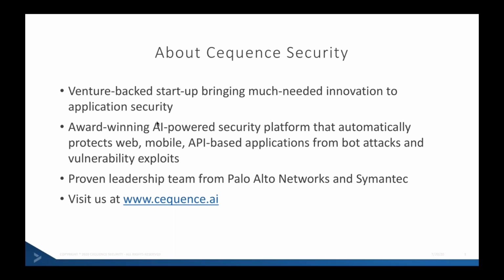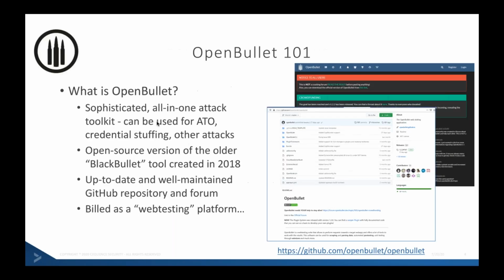So that's the technical problem we're solving, and we're solving it across all different application channels, like your web properties, your mobile app properties, and your API-based applications. That's really powerful. We're doing the detection the same way on all those channels. Pretty important. So go ahead and give us a look on our website. And with that, I'll end the obligatory intro slide, and we'll dive right into OpenBullet.